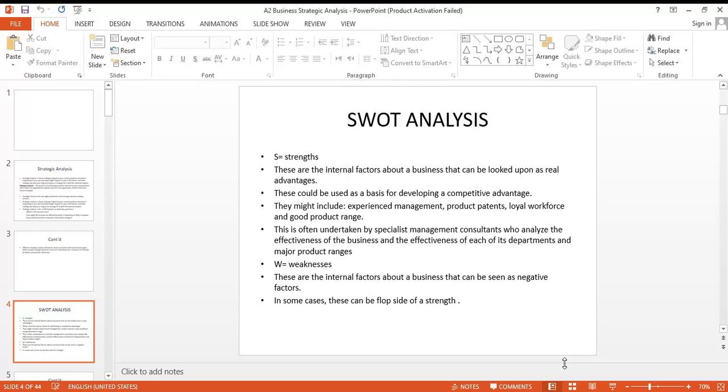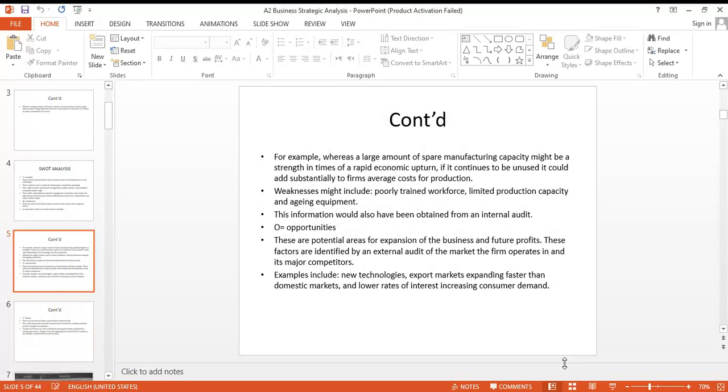What are strengths, then? They are internally present advantages, and these advantages will give you an edge over your rivals. If you have a product patent, if you have a good workforce, if you have a good management, if you have some unique features that your competitors cannot bring to bear on the market, then you have real strengths. Weaknesses are also internal, but they are negative factors. They can be counted as disadvantages.